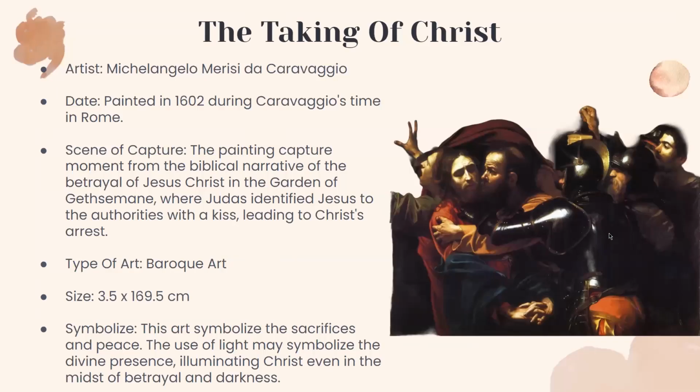The Taking of Christ was almost certainly painted toward the end of 1602 by Michelangelo and has dimensions of 3.5 times 169.5 centimeters, and it shows the moment of the capture from the biblical story. Judas identifies Christ with a kiss and the temple guard moves to seize him. That's the whole point of the story being captured. This painting was made in the Baroque time period. Not only did it express Caravaggio's mastery of his skill in art, but it also reflects the change in society and religious transformation that were defined during this time period.